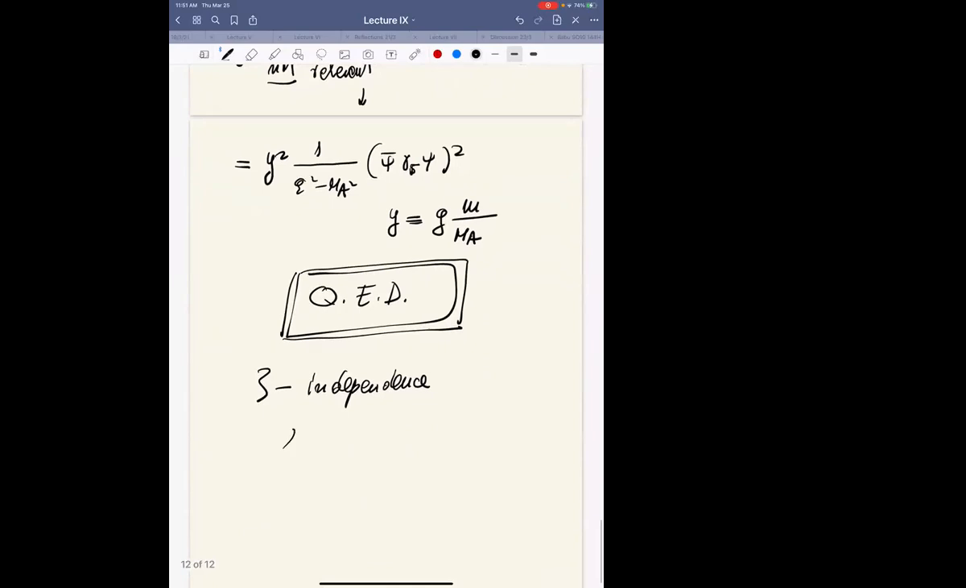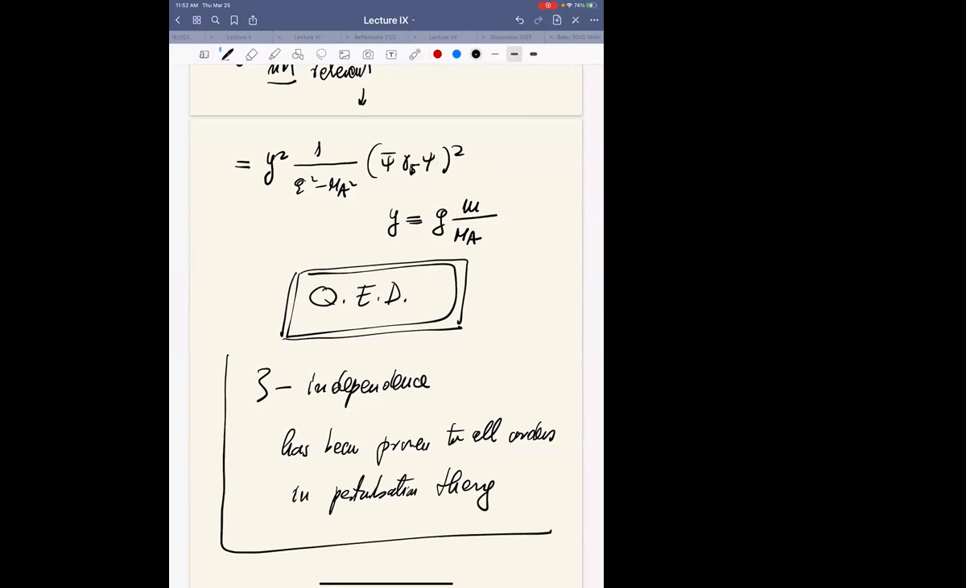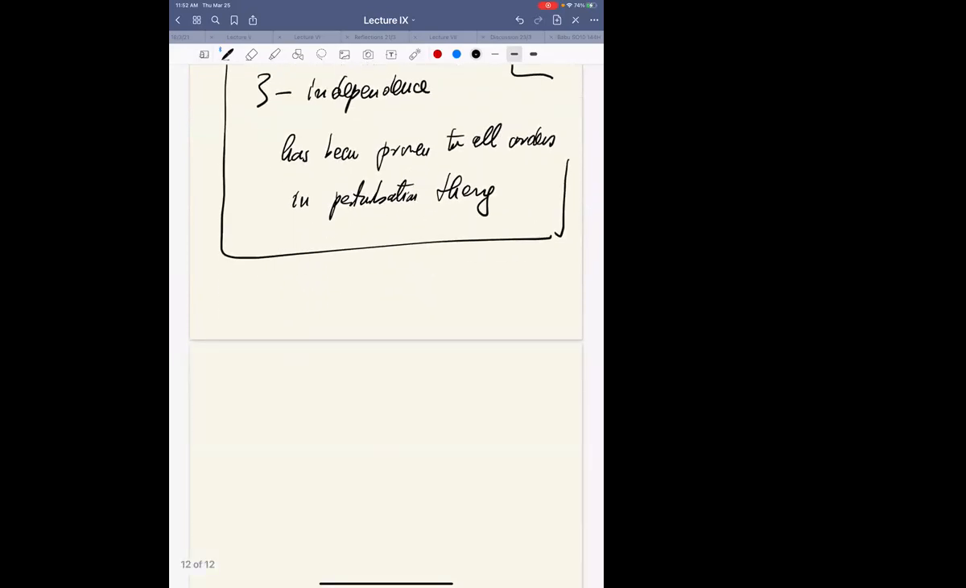Psi independence has been proven to all orders in perturbations here, just like in QED by Dyson. That is a very sophisticated thing. Our modest tree level calculation should encourage you to believe that, in other words, I can work.